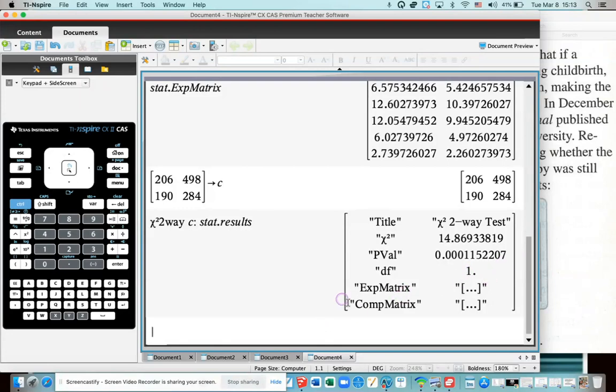All right, again, I can get my expected matrix, I can get my component matrix, and I can then get all my stuff that I need, right? I have to check the expected matrix to make sure the values are 5 or greater for my conditions. When I write up my test, I have to write out 2 of those chi-squared components by hand, and then I can show my understanding. But after that, you can just give the chi-squared value and the p-value, and then you can interpret the test.